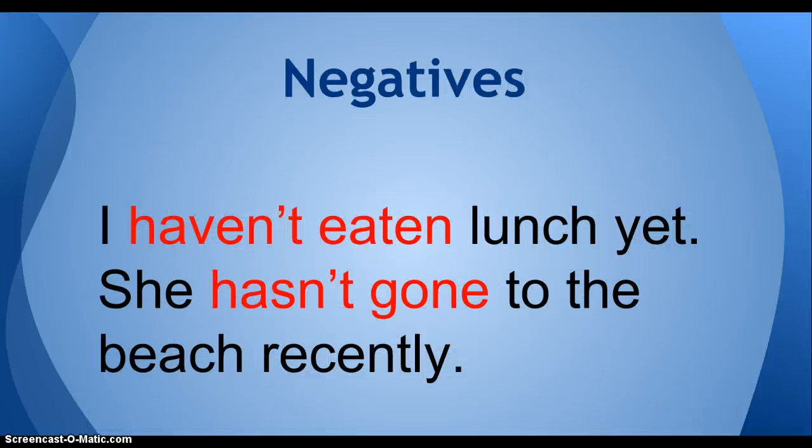Let's look at some examples. I haven't eaten lunch yet, or she hasn't gone to the beach recently. We're using these auxiliaries, haven't or hasn't, and again, the principal verb stays in the past participle form.